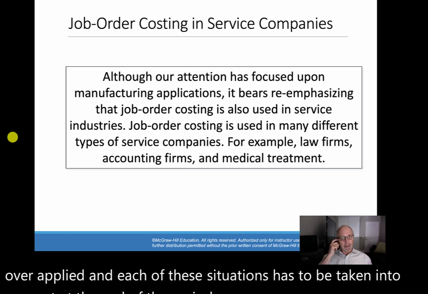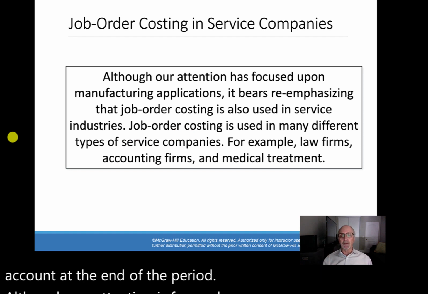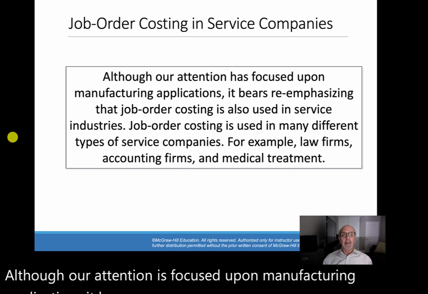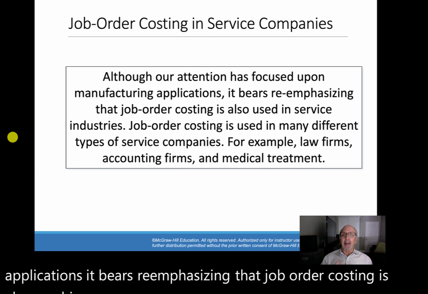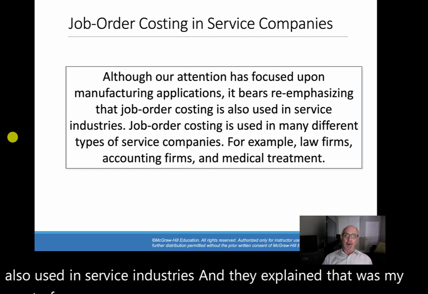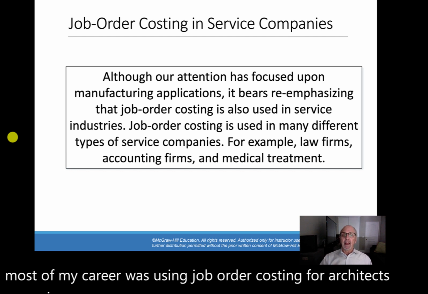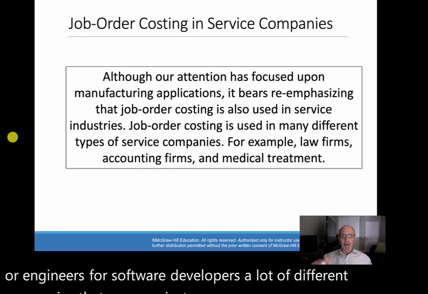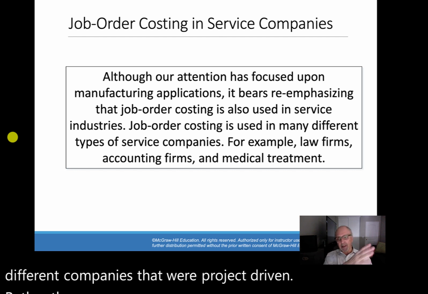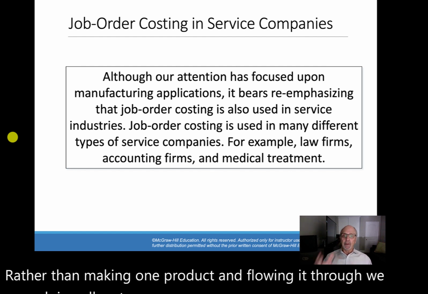Although our attention is focused upon manufacturing applications, it bears re-emphasizing that job order costing is also used in service industries. And I explained that. That was most of my career, was using job order costing for architects, for engineers, for software developers. A lot of different companies that were project driven. Rather than making one product and flowing it through, we were doing all sorts of projects. And we needed to allocate that.